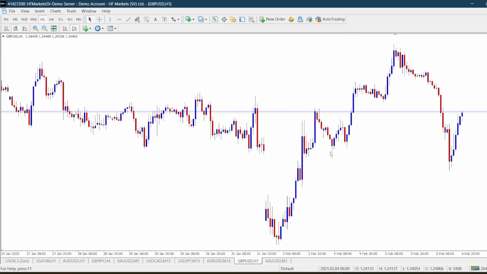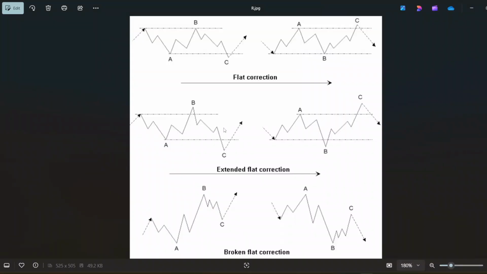What that 3-3-5 means is that wave A has three waves, wave B has three waves, and wave C has five waves. That is what the 3-3-5 means. Wave A consists of 3 waves, 1, 2, 3. Wave B also has 3 waves, often retracing close to or beyond wave A. Then wave C moves in 5 waves, 1, 2, 3, 4, 5, making the final push in the correction before the trend resumes.